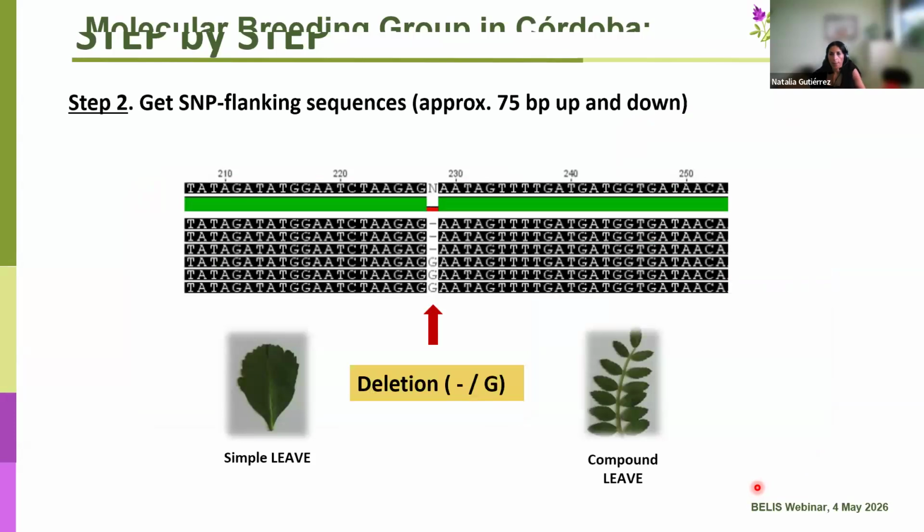The second step is to obtain the flanking sequence around the SNP marker. In this example, I am showing a deletion that is associated with leaf type. Plants with a simple leaf have a one base deletion, while the rest of the sequence is the same in both phenotypes. To design the assay, it's necessary to retrieve about 75 base pairs upstream and downstream of the SNP. Later, my colleague Patricia will go into more detail about this work.